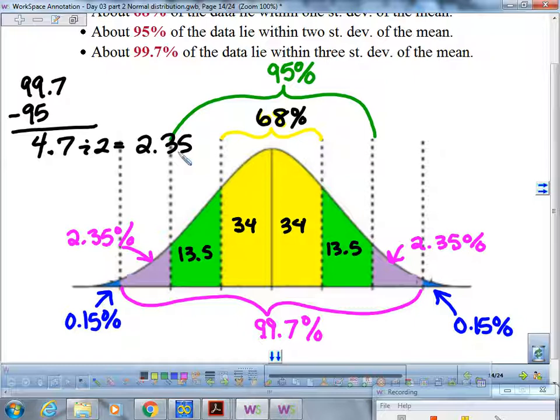So what's left in the little tiny tails down here? 0.3, because I've got 99.7. 100 minus 99.7 is 0.3. If I cut 0.3 in half, I get 0.15 and 0.15.